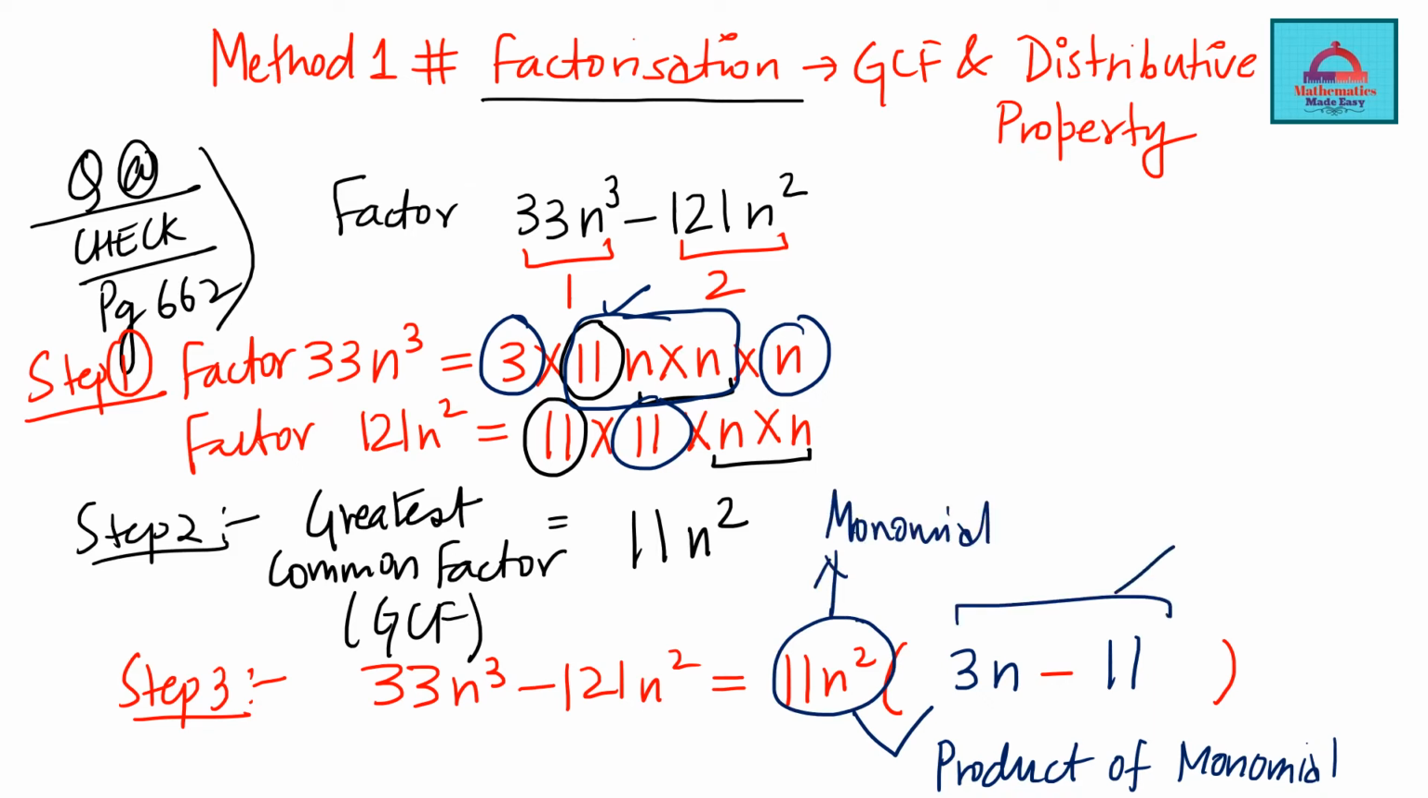And this one is binomial. Have I done that? Oh yes, that means the factorization is complete. We are going to take one more example from the book where there are 3 terms and do the same method so that you become more confident.